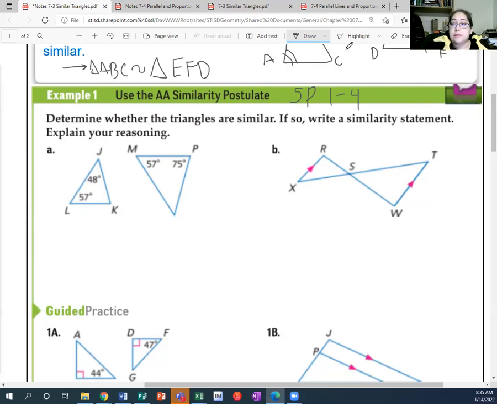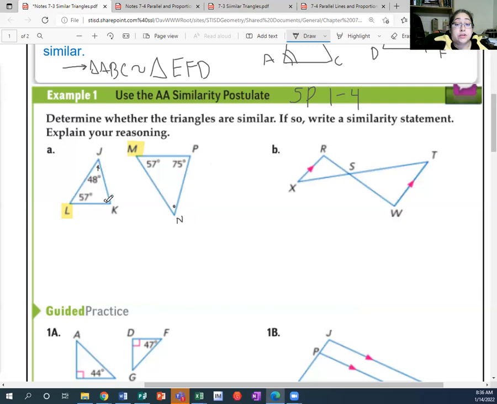All right, going to look at this, and I'm going to get some color going here. I see that this triangle's point L has an angle measure of 57. And if I look over here, I see M with an angle measure of 57. Those two are congruent, so I'm going to call them corresponding. Now, angle J has a measure of 48, but angle P doesn't. My third point is missing a letter, so let's name it N. So it's NMP.